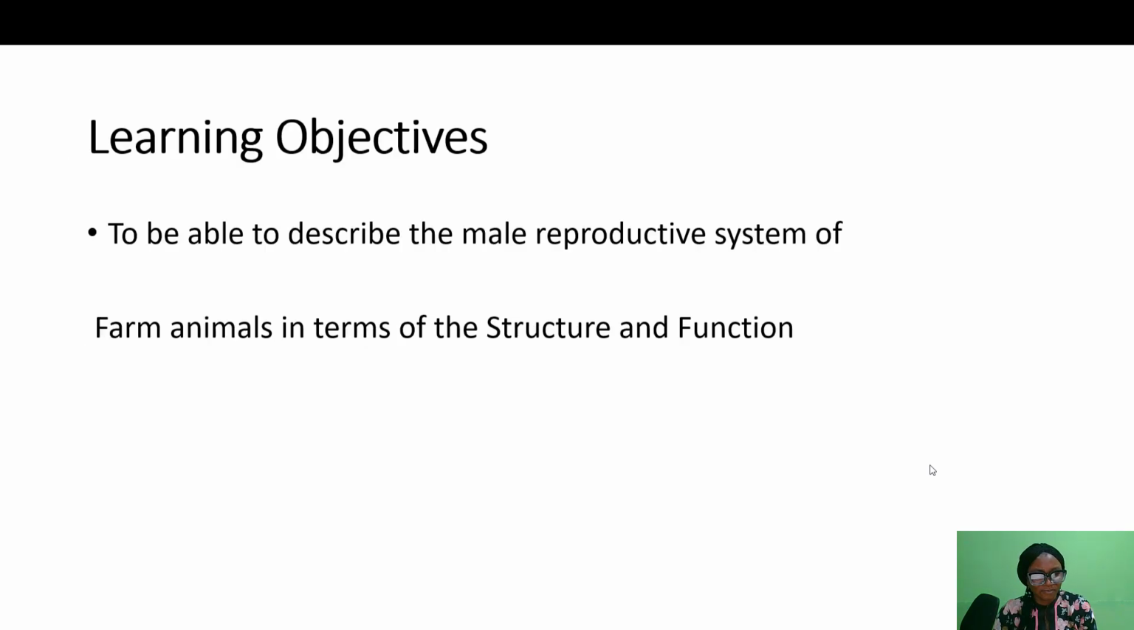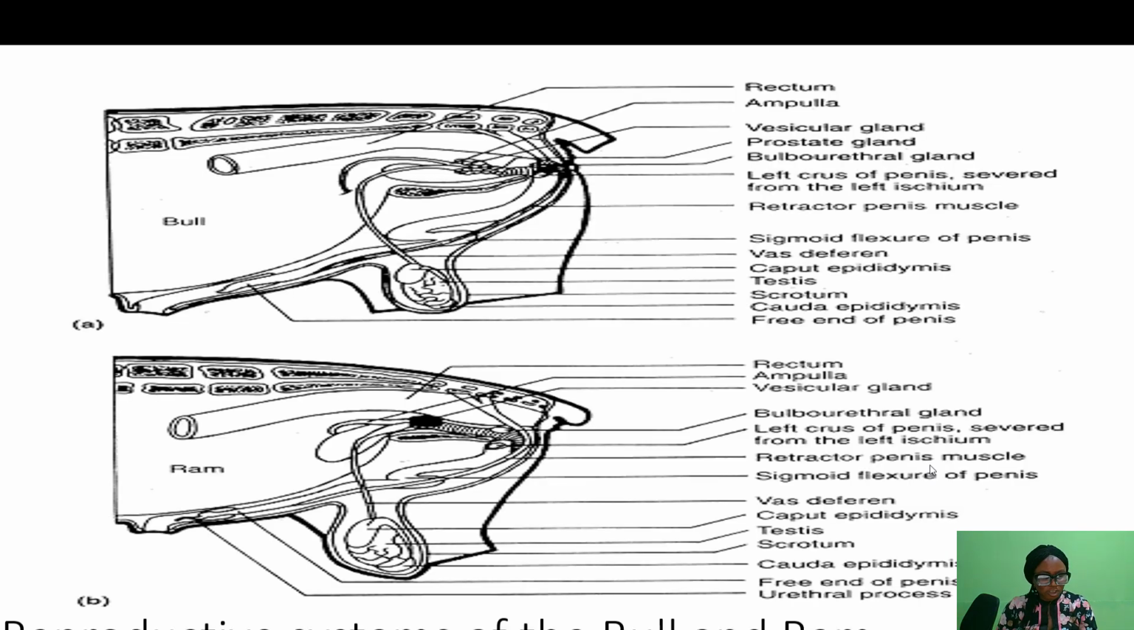Yes, the learning objectives. It is very paramount that at the end of this class, you will be able to describe the male reproductive system of the farm animals in terms of structure and function. This figure shows the reproductive system of the bull and that of the ram. Here we have the rectum, the ampullae, the vesicular gland, the prostate gland, and the bulbourethral gland. All these glands and the ampullae represent the accessory glands. We'll talk more about it later.